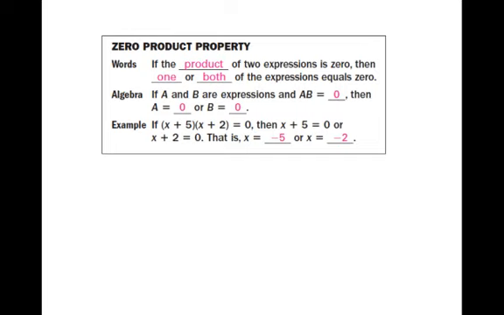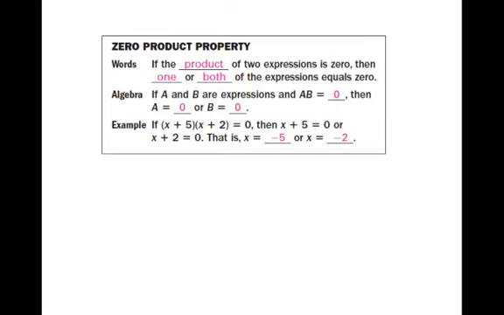If the product of two expressions is 0, then one or both of the expressions equals 0. If A and B are expressions and A times B equals 0, then either A has to equal 0 or B has to equal 0, or they could both equal 0. So, for example, if (x + 5)(x + 2) = 0, then x + 5 = 0 or x + 2 = 0. And if you solve both of those little baby equations, you get x = -5 or x = -2.